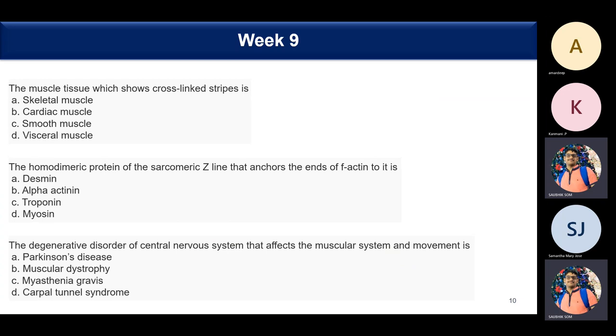The muscle tissue which shows the cross-link stripes is the cardiac muscle. So how does the cardiac muscle look? They have this kind of thing, right? And this. Then they will have this kind of thing. They have the nucleus here, right? So these are the cardiac cells, and these are known as the intercalated discs.